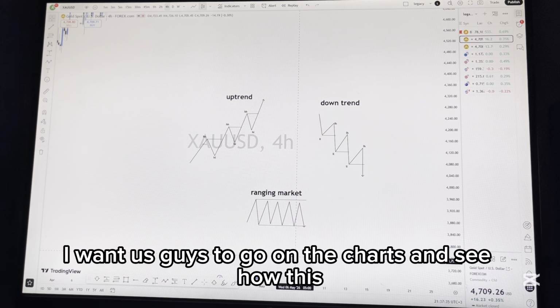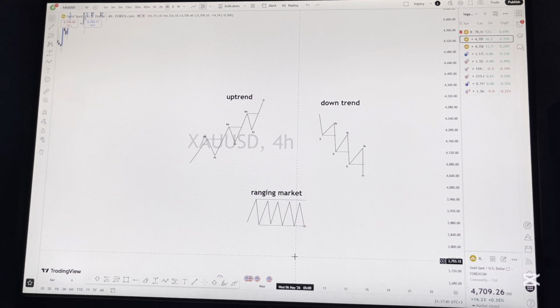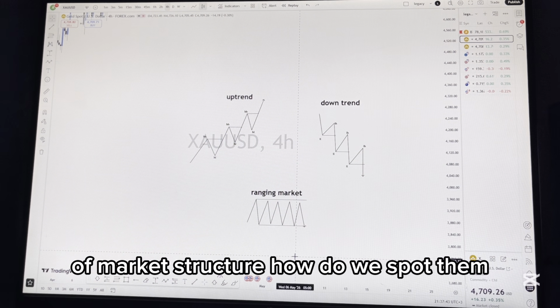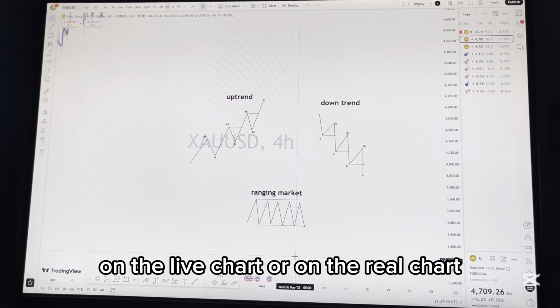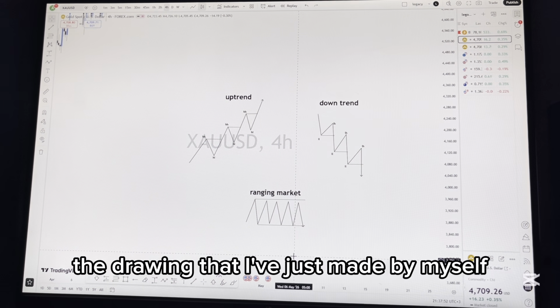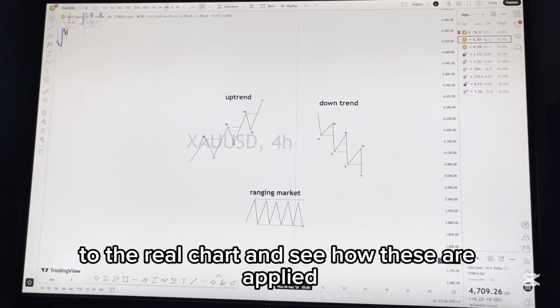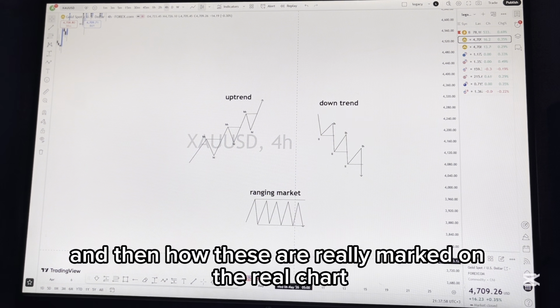So I want us to go on the charts and see how we spot these three types of market structure on the real chart, because this is just the drawing that I've made by myself. I want to go to the real chart and see how these are applied and how they are marked.